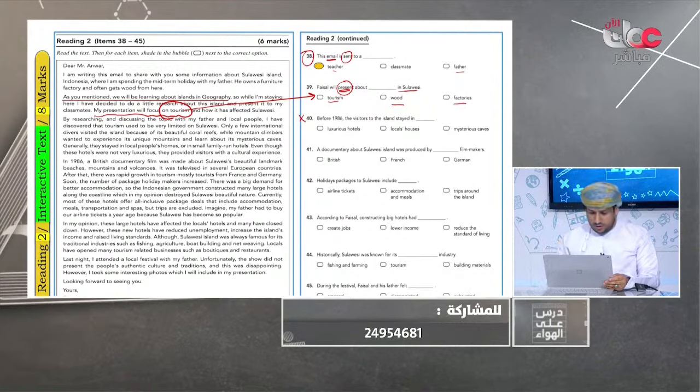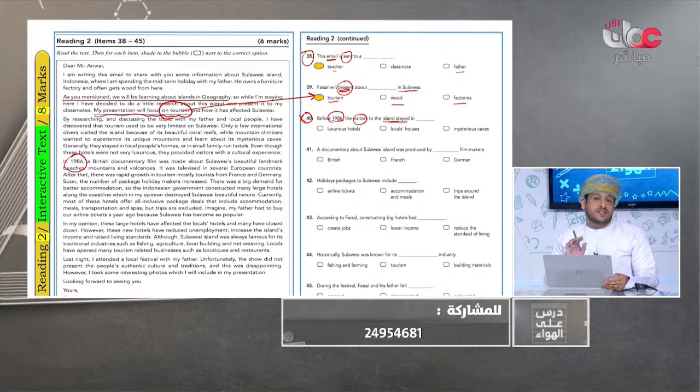Okay, so let's go to question number 40. Before 1980, try to find this date. You will find it somewhere here. Immediately, visitors in the island stayed. Visitors, where did they stay? Try to find the word islands and visitors and where they stayed. So you are looking here for sometimes synonyms, okay? So you will just find here, it was about tourism here.